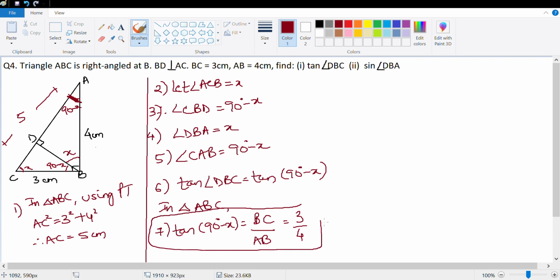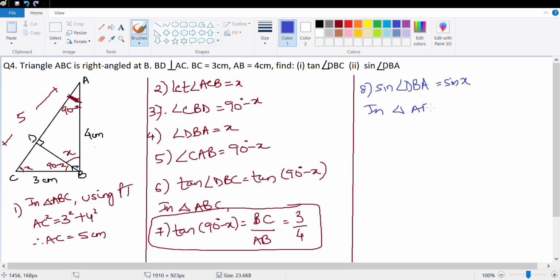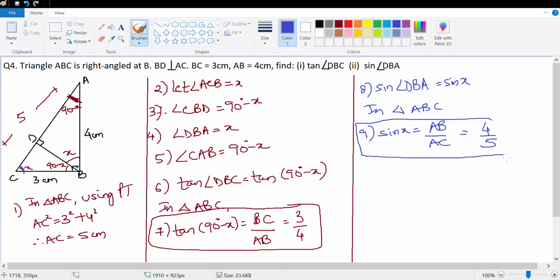So that's the first part of the question. Next one is sine of angle DBA, which is equal to sine x, which means in triangle ABC, sine x would be equal to, so this is the reference angle C, would be equal to perpendicular, which is AB, upon hypotenuse, which is AC, which means 4 upon 5. Done. Let's look at the next question.